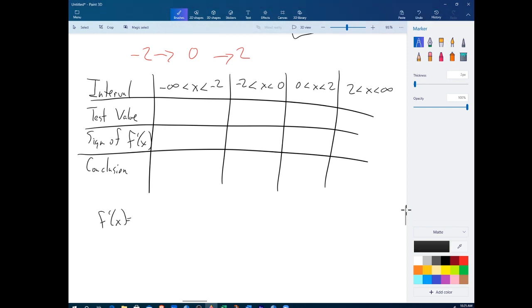I'm going to write this down here again so that I can remind myself, because again I can't see the whole thing. Okay, and I'm going to pick the test values this time.